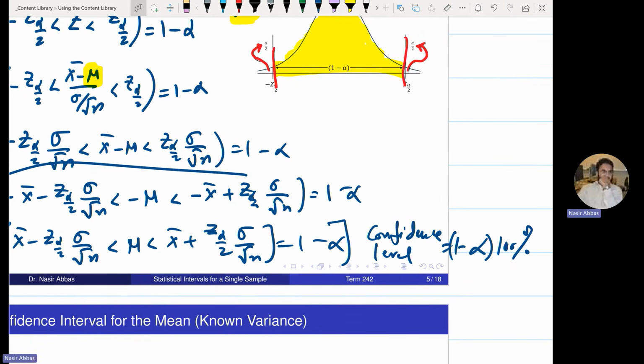How confident are you about your interval estimate? It should be 1 minus alpha, because that's the probability of capturing your true unknown parameter.